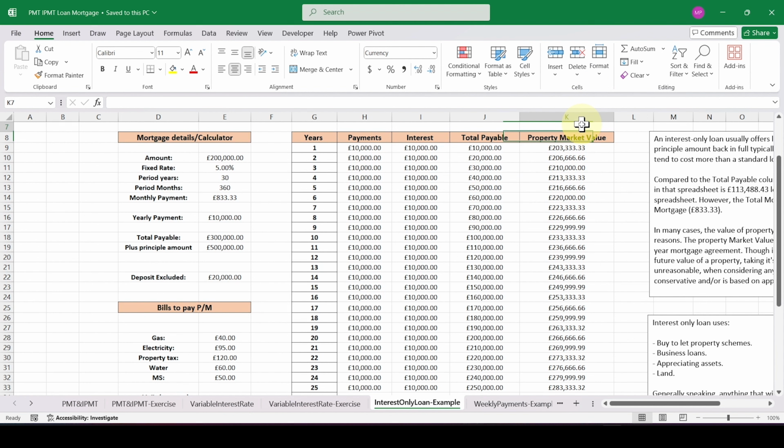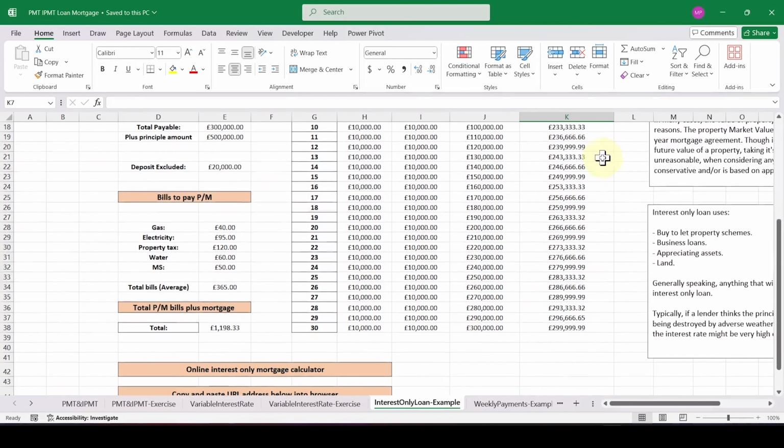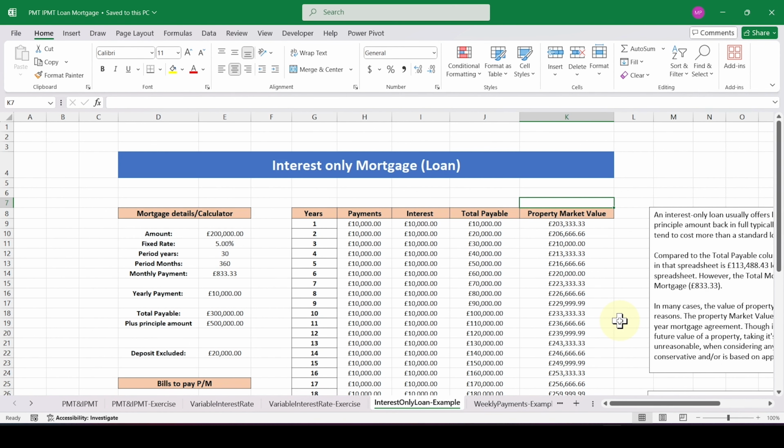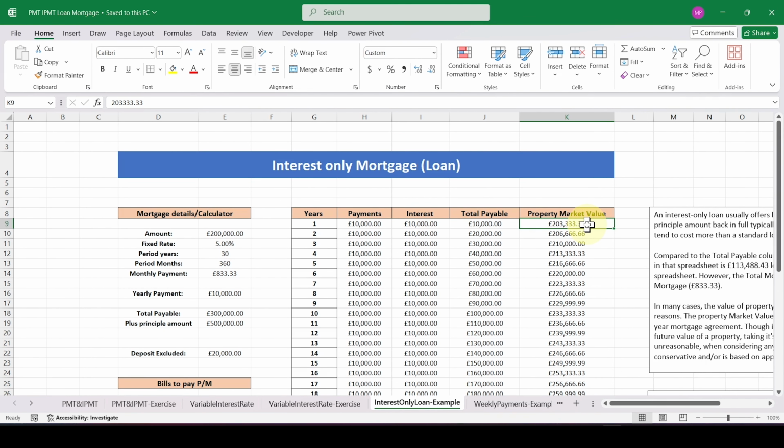Then we have the property value here, which is just an estimate. As you already know, when it comes to the property markets, and I suppose it really depends on where the property is, but typically properties go up in value. So over this 30-year period, I have just estimated that a particular property goes up by 3,333.33 pounds each year. I just typed in this figure here and then just used autofill to fill in all these columns.